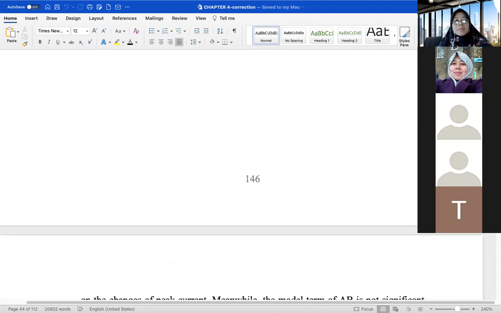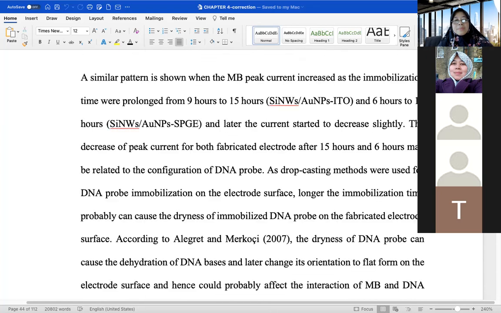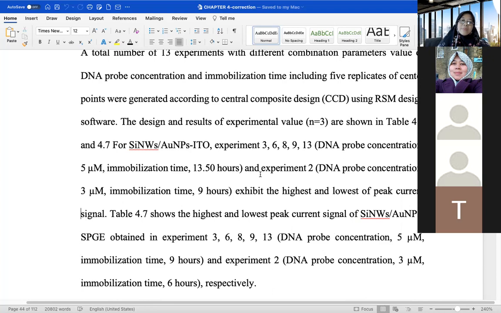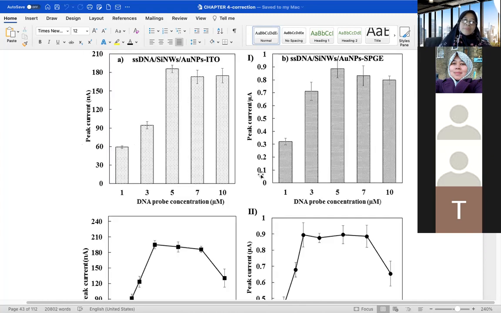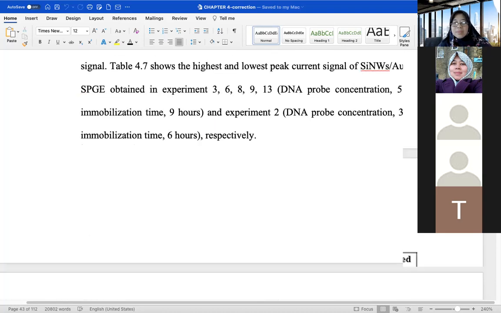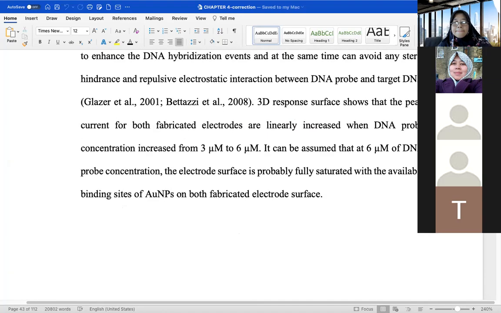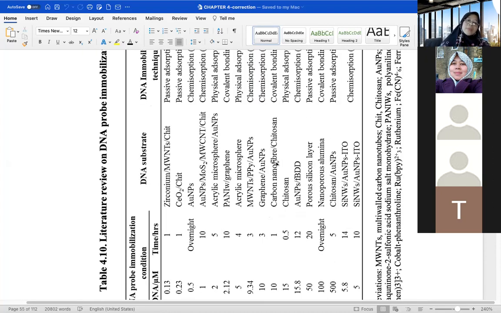This is again RSM. So whenever you have results and you want to make a comparison, in this case he is trying to compare. Where is it? We moved too fast.